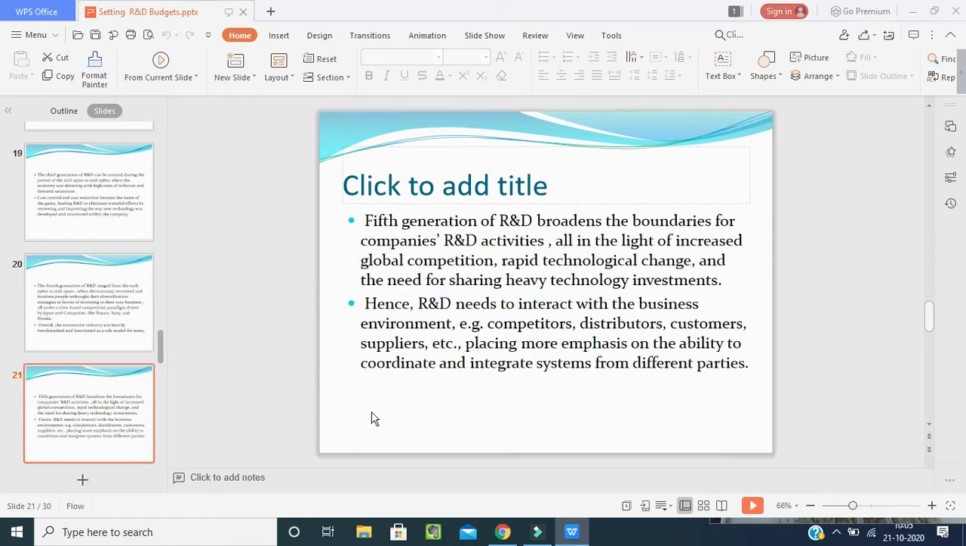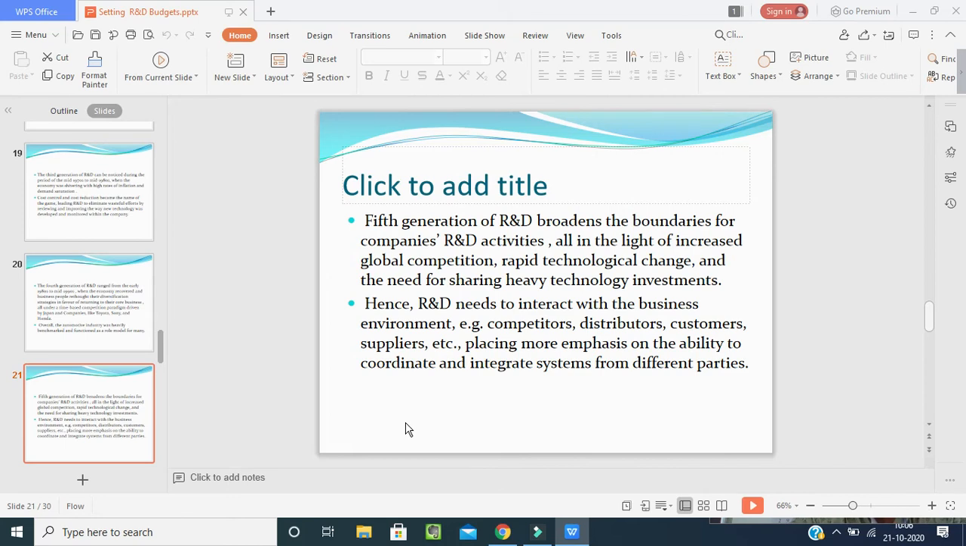And coming to the fifth generation, the fifth generation of R&D broadens the boundaries for companies' R&D activities, all in light of increased global competition. It started from the mid 1990s and is going on, hence all the increased global competition, rapid technology change, and the need for sharing heavy technology investments. So what is happening? They are focusing on heavy technology investments.